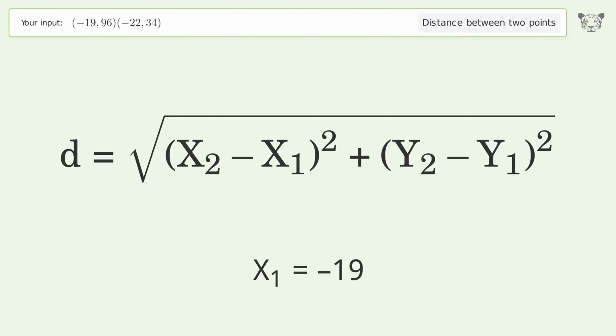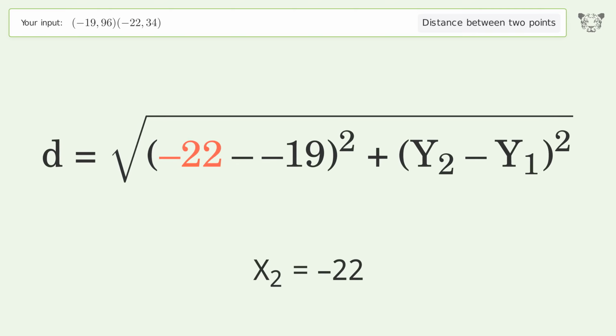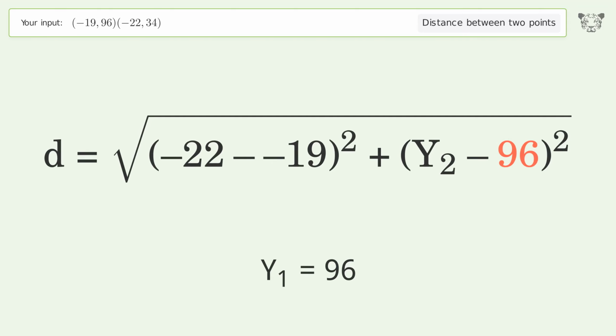x1 equals -19. x2 equals -22. y1 equals 96. y2 equals 34.